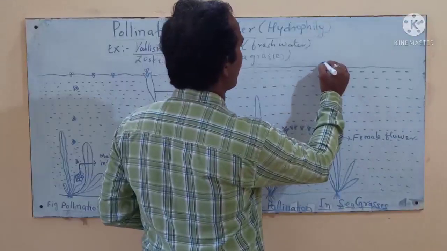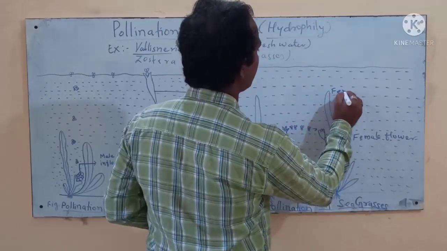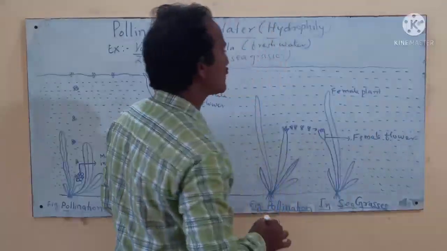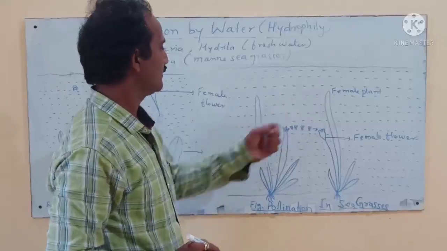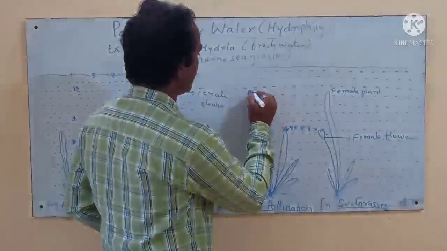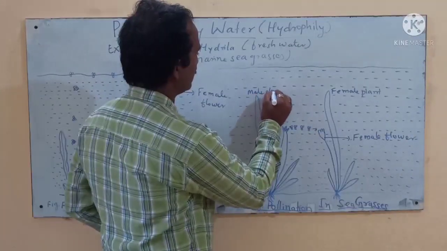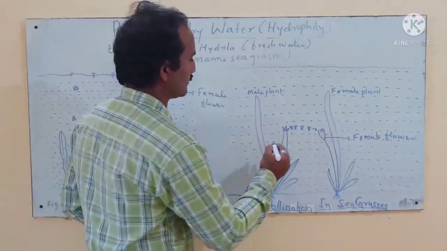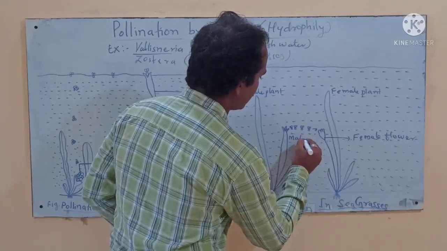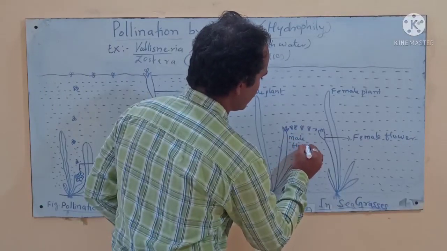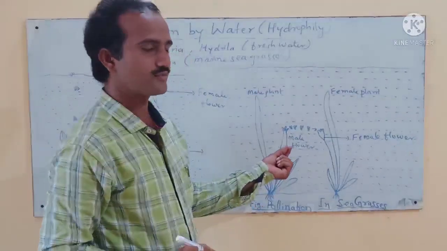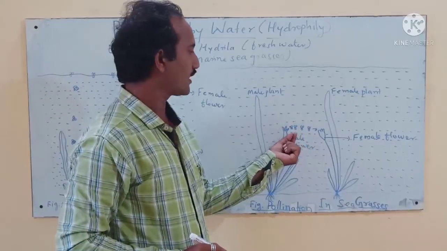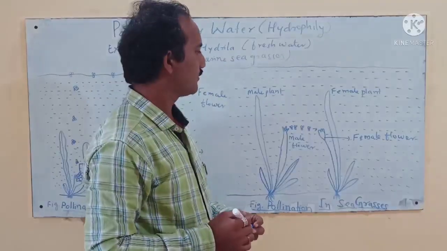And this is the female plant, where unisexual plants are there. So the female plant is there. Here it is a male plant, where this is the male flower. As soon as the anther descends, the pollen grains will release and they reach the stigma of the female plant.